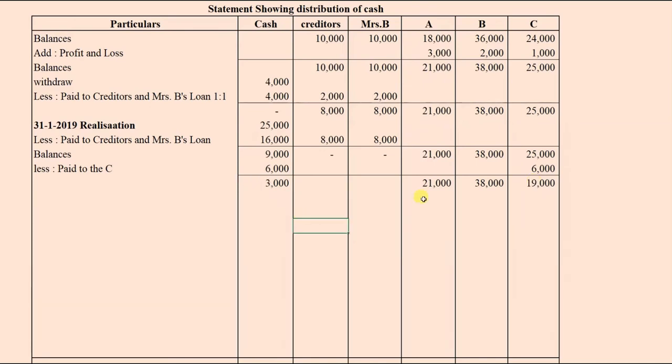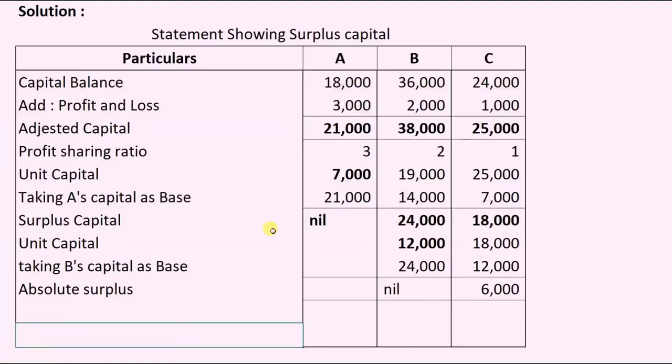After payment of absolute surplus, we remain with rupees 3,000 cash balance. So we will pay surplus capital in the second step. The surplus capital of B is 24,000 and C is rupees 18,000. But from the 18,000 we have already paid rupees 6,000. So 18,000 minus 6,000, in this step we have to pay only 12,000 to the C and 24,000 to the B.